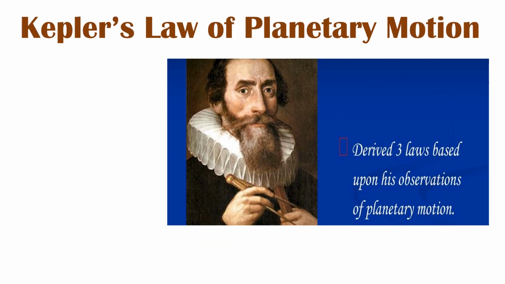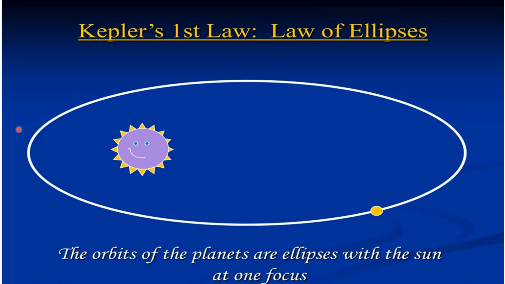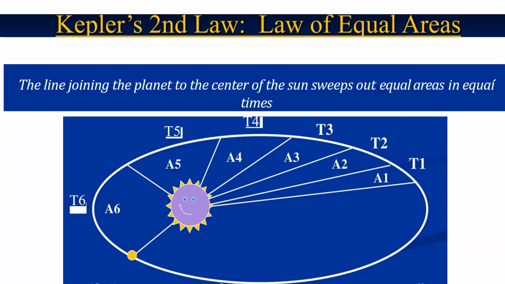And Johannes Kepler derived three laws based upon his observations, and they are Kepler's first law, which is the law of ellipses. The orbits of the planets are ellipses with the sun at one focus. And coming to the second law, which is the law of equal areas, the line joining the planet to the center of the sun sweeps out equal areas in equal intervals of time.